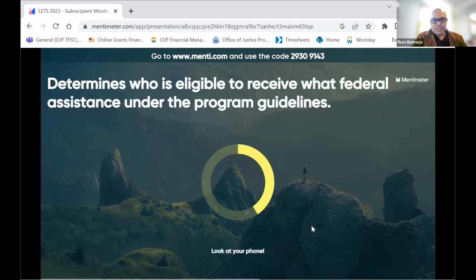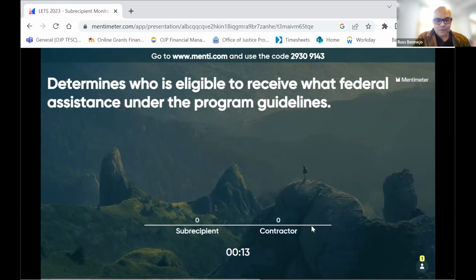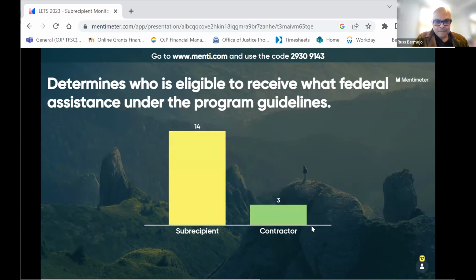Determines who is eligible to receive what federal assistance under the program guidelines. Is that a subrecipient or is that a contractor? Go ahead and provide your response. Okay, again, the majority of you got it. Good job, you're doing well here. Here we go.